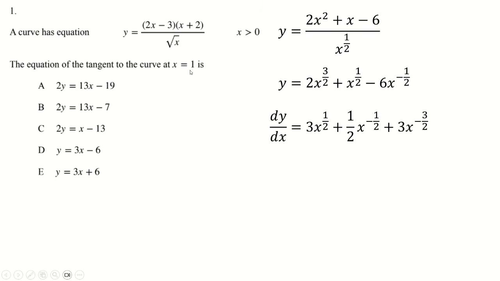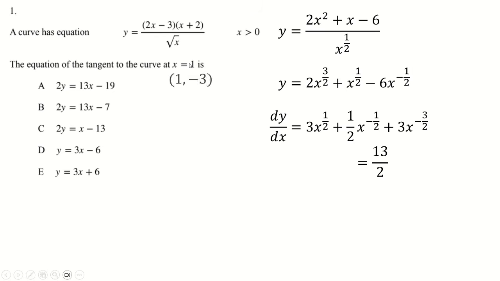Put in the point 1, and of course putting in the point 1 is great because it just means that you add the coefficients 3 plus a half plus 3, which is this here. And so we're looking for something that has gradient 13 over 2, which could be either of these two, which is annoying. So we actually have to find out the full equation, I guess.